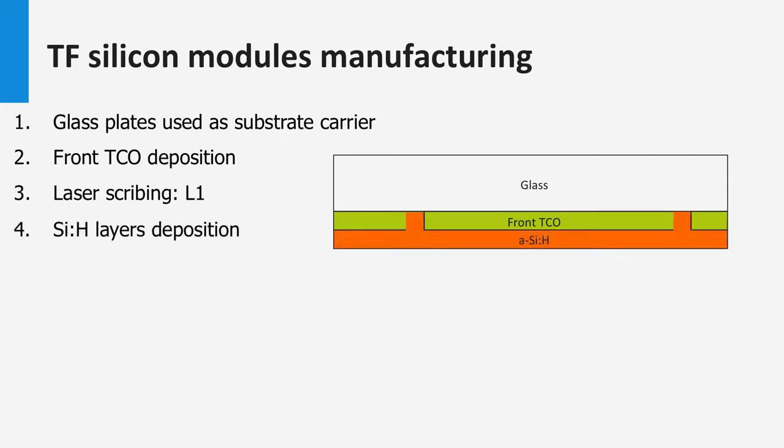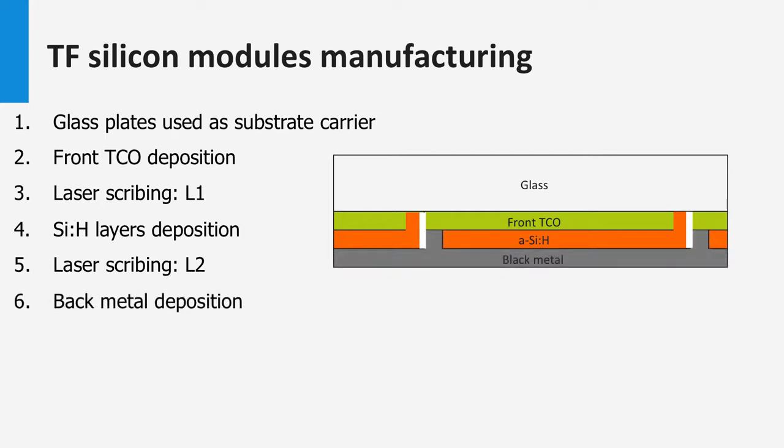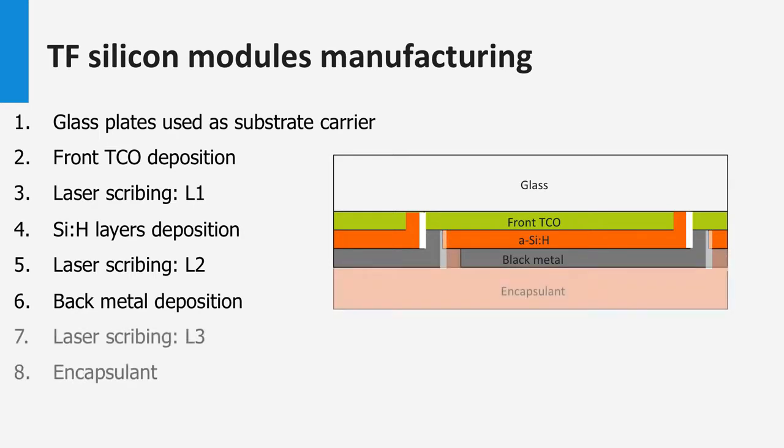On top of the TCO, the various silicon layers are deposited, making the PV active part. After the silicon process step, a second laser scribing step is made. The metal back contact is deposited, after which the last laser scribe step is used. The whole cell is finished by covering it with an encapsulant material. In this interconnection scheme, the metal back contact is connected with the front zinc oxide contact of the next cell.